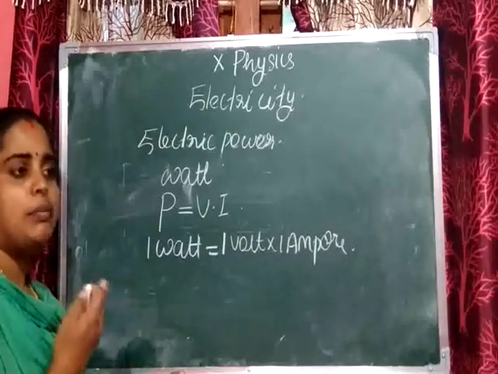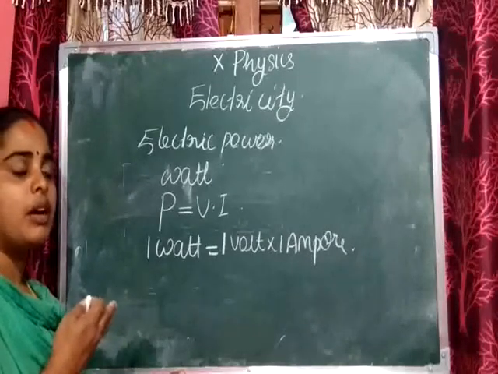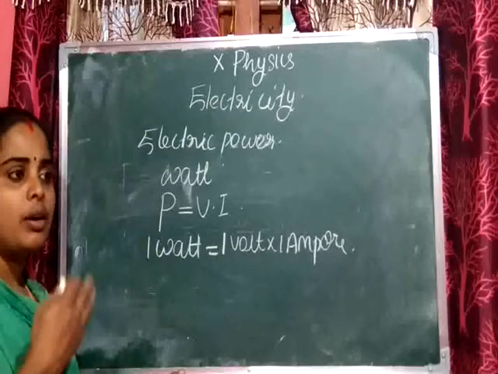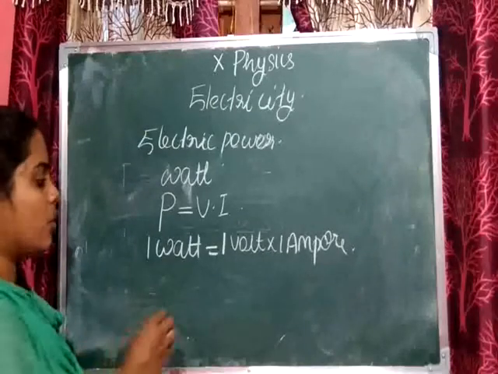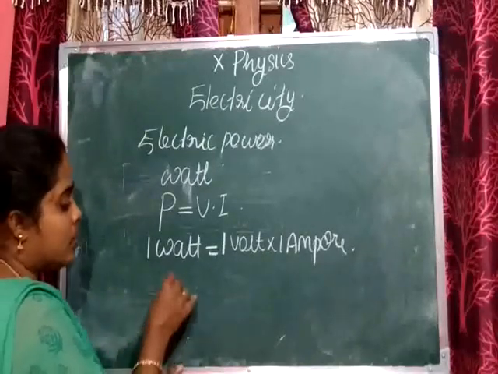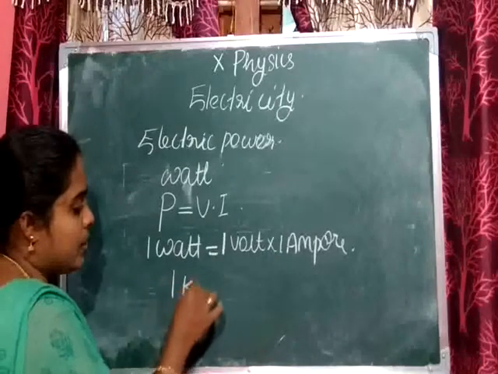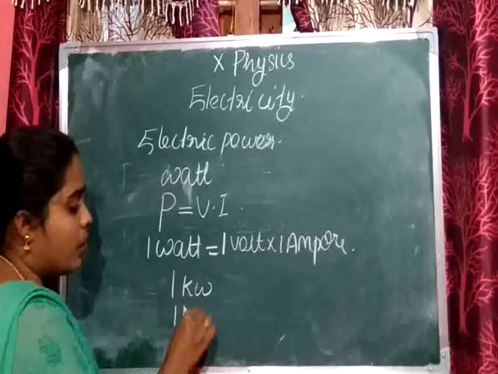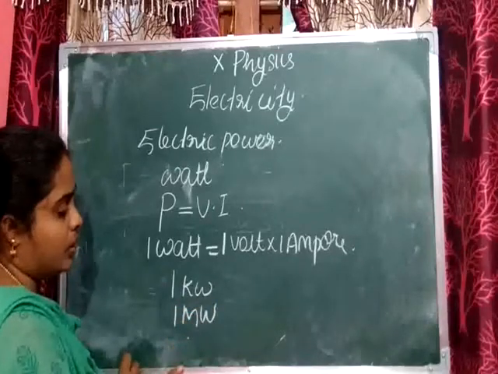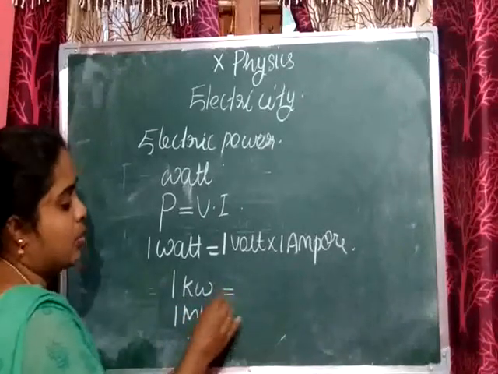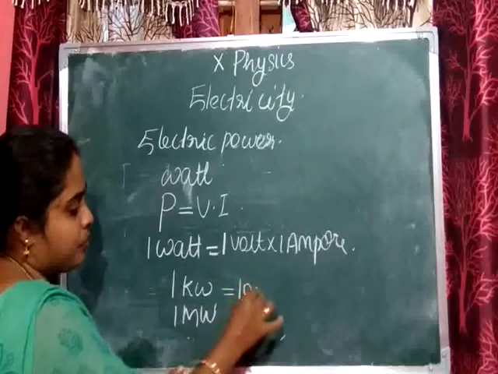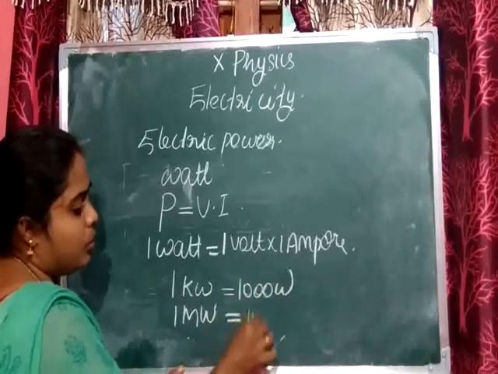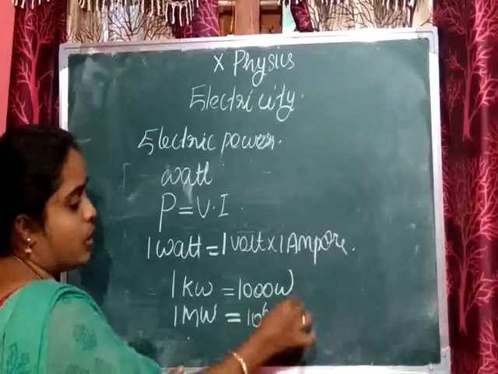For commercial purposes, for power stations and so on, they use a bigger unit. That is called kilowatt, kW, and sometimes they use megawatt also. 1 kilowatt is equal to 1000 watt and 1 megawatt is equal to 10 raised to 6 watt.